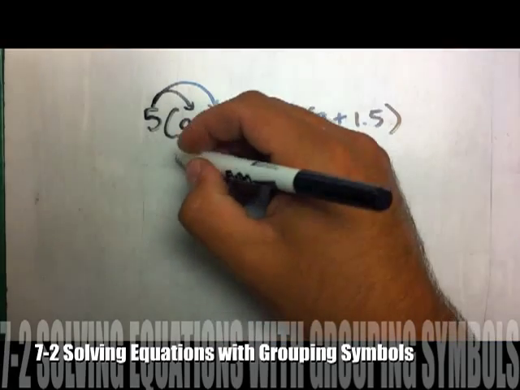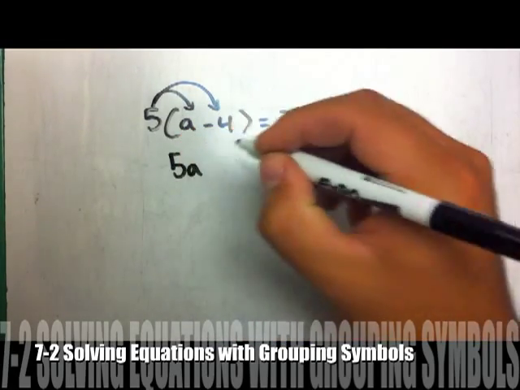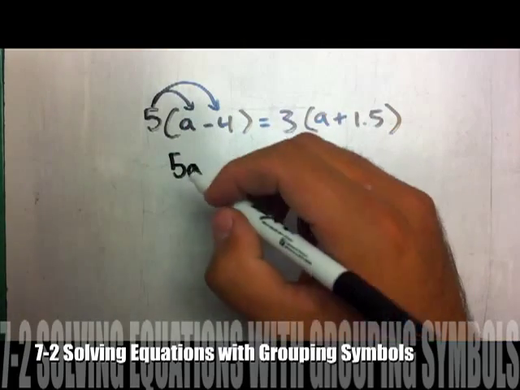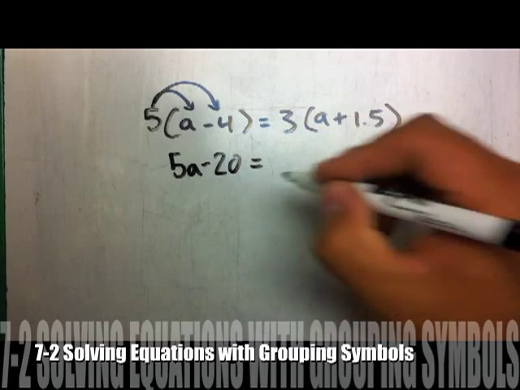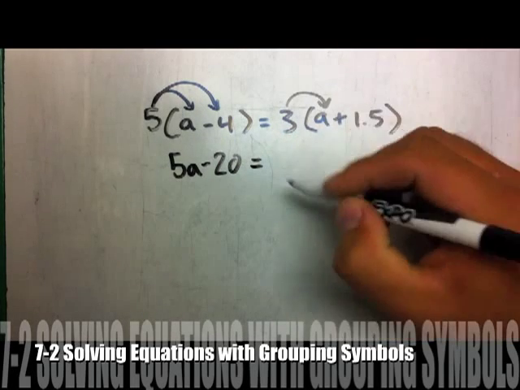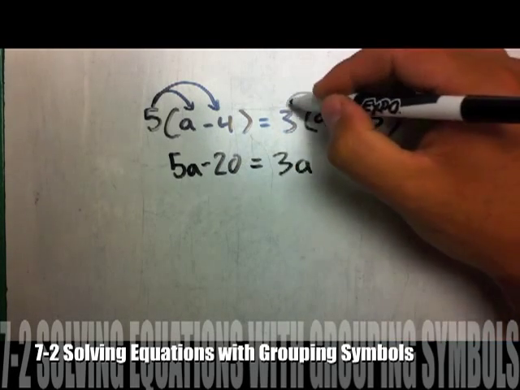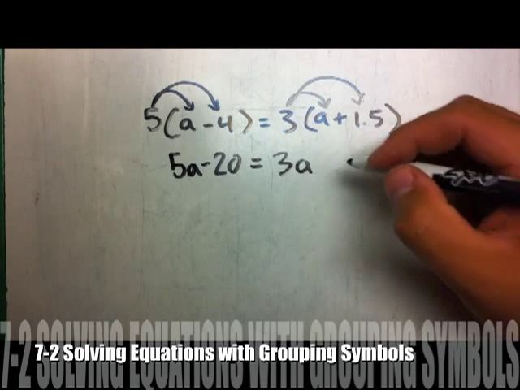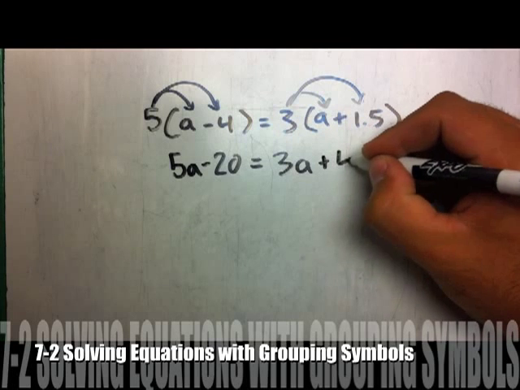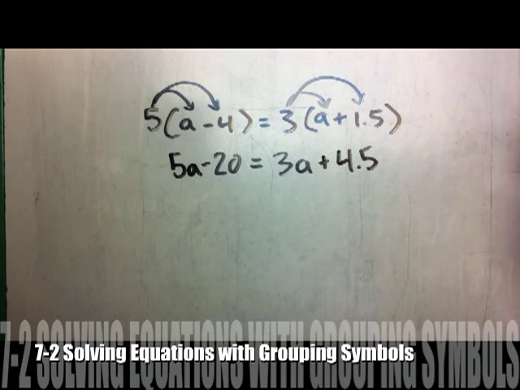So 5 times a is 5a. And 5 times negative 4 is negative 20. And that is equal to 3 times a, which is 3a. And then 3 times 1.5, which is positive 4.5.